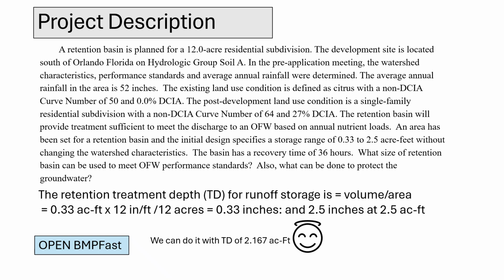To aid in your understanding of the annual assessment for total phosphorus and total nitrogen removal, please open the BMPFast software now. We will use this software to input the project data and evaluate these parameters. I encourage you to pause this presentation if needed while you open and familiarize yourself with BMPFast. This will greatly facilitate your use of the tool as we work through this example. Ultimately, the software will help us determine if a solution, perhaps with a treatment depth equivalent to 2.167 acre-feet, can effectively meet the required performance standards.